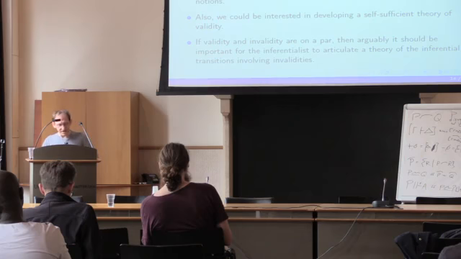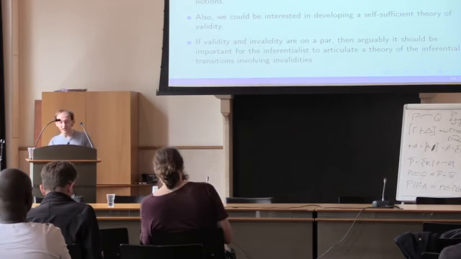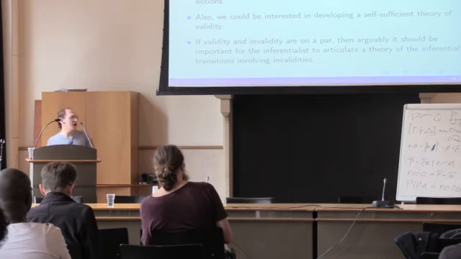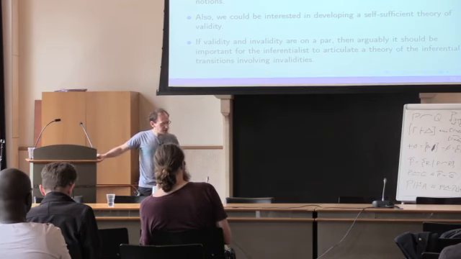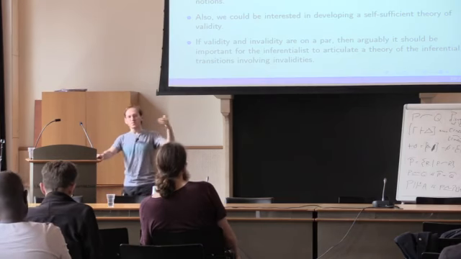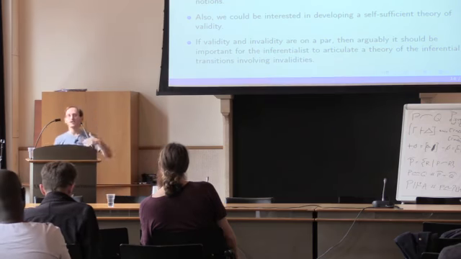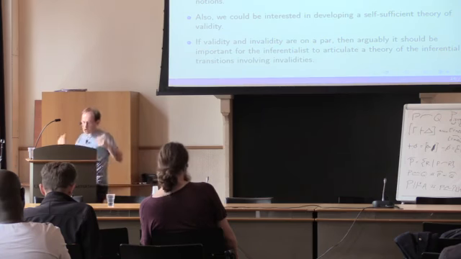And third, and this is kind of sketchy, but I think that if validity and invalidity are on a par, then arguably it should be important for the inferentialist to articulate a theory of the inferential transitions involving invalidities. Okay, so the idea here is that to give a full theory of the meaning of certain expressions, one needs not only to explain the inferential transitions between valid arguments containing those expressions, but also inferential transitions between invalid arguments containing those expressions. Of course, I'm thinking of a sequent calculus. That's why I'm talking about transitions between validities and invalidities.